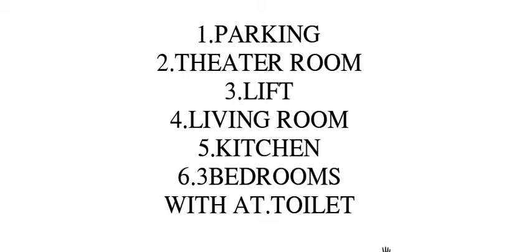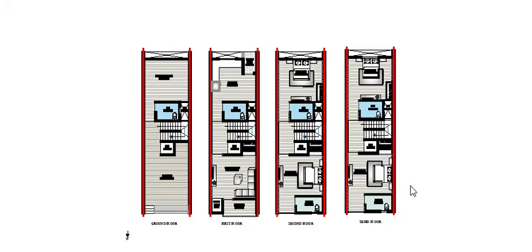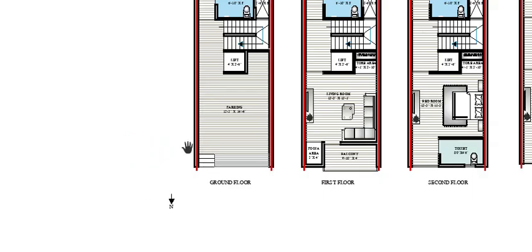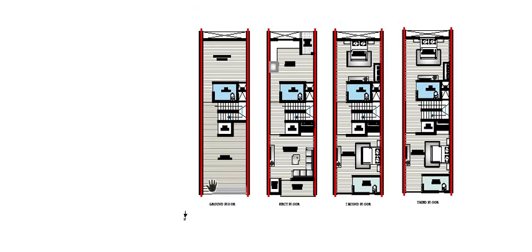Okay, so let's start with this. As you can see, here is the floor plate. It is a G+3 structure. As you can see, this is the ground floor, first, second and third, and northeast is towards the downward direction. So let's come to the ground floor plan.